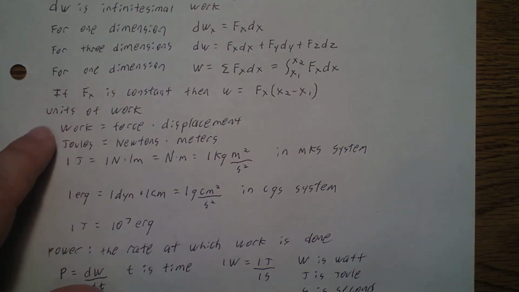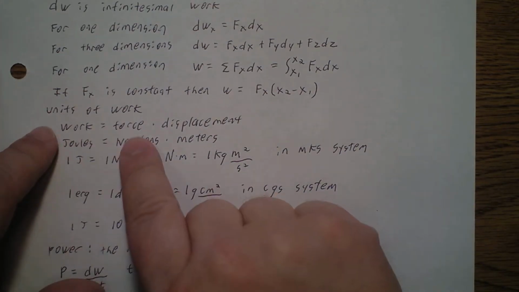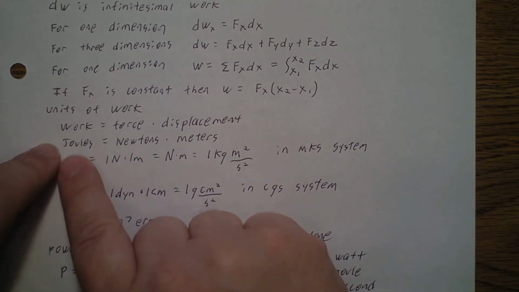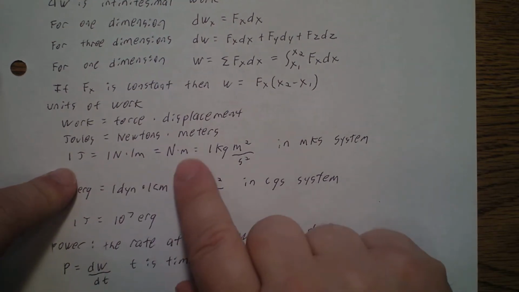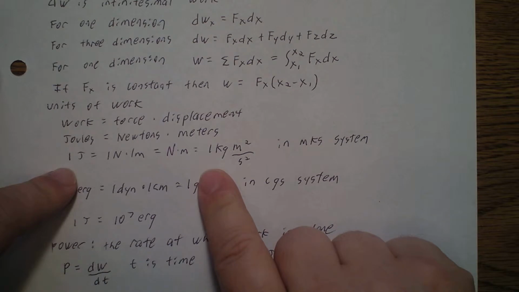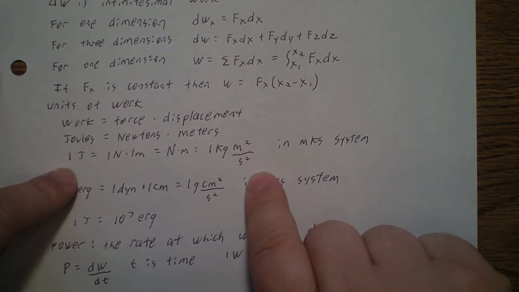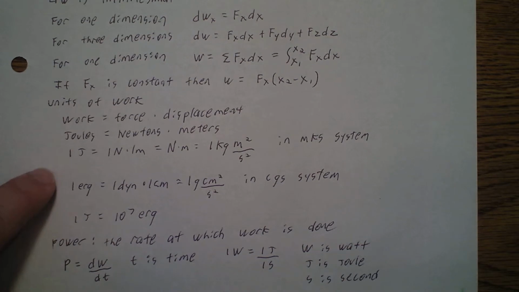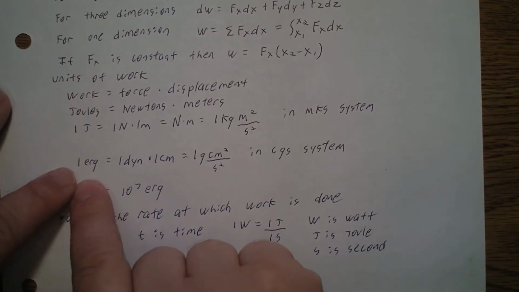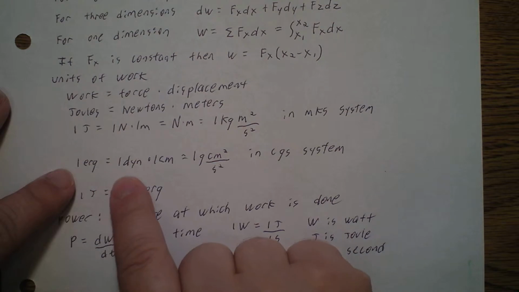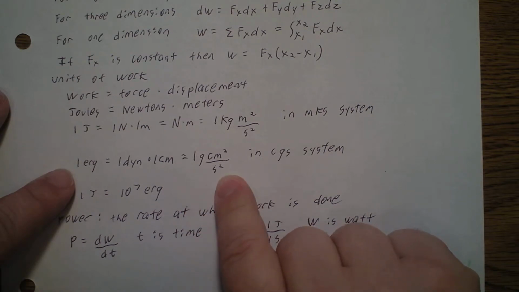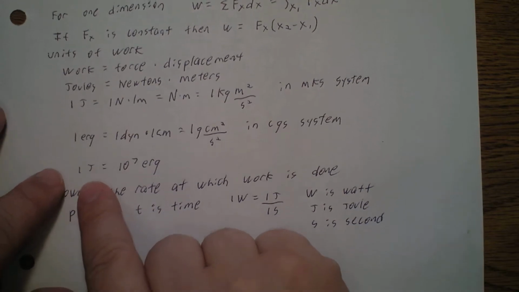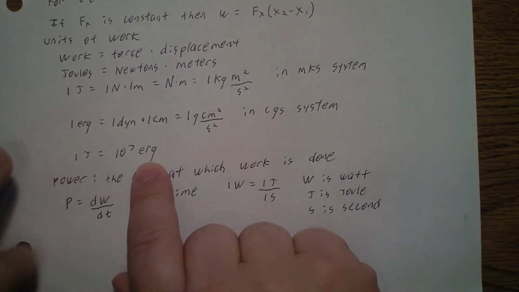Now, what are the units of work? It's energy. Work is force times displacement. So we get joules equal to newtons times meters. 1 joule is equal to 1 newton times 1 meter, or just newton meters. And in MKS units, that would be 1 kilogram meter squared per second squared. You need to be able to convert all of these. In the CGS system, you'll have 1 erg for energy is equal to 1 dyne, so dyne is the unit of force in the CGS system, times 1 centimeter, which is equal to 1 gram centimeter squared per second squared. And of course you can convert: 1 joule is equal to 10 to the 7th erg.